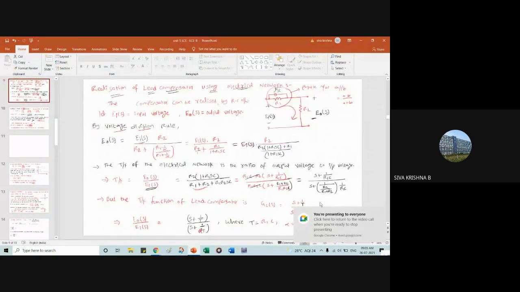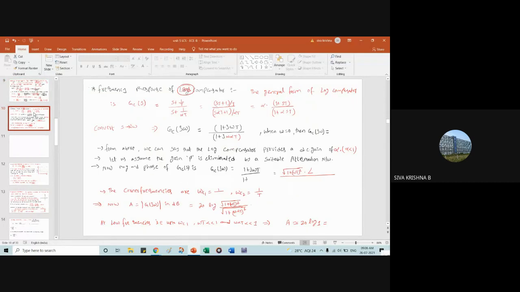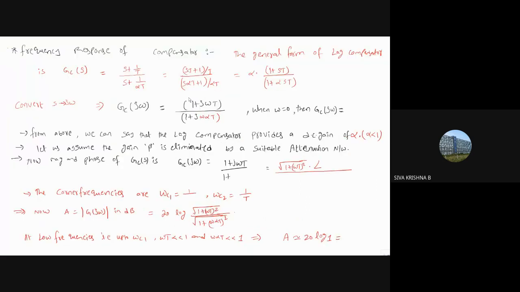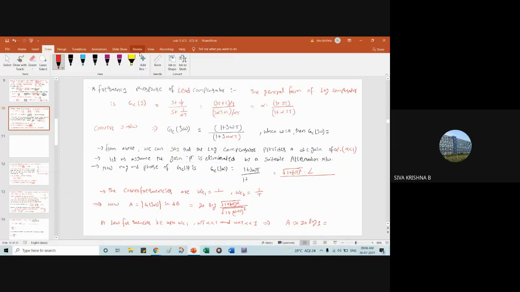Up to here completed, right? So alpha is less than 1. So next, a note on the frequency response of the lead compensator. Frequency response of lead compensator.